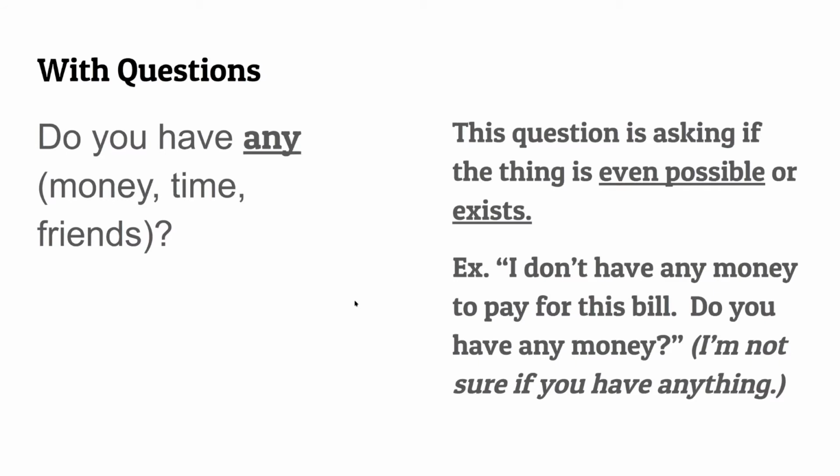Yes, Mr. John. With questions. Do you have any money, time, friends? Okay, so over on the right side, it says, this question is asking if the thing is even possible. So if I say, do you have any of something, that means I don't know if you have it. So Daniela, could you read the example here on the right side? Yes, example. I don't have any money to pay for this bill. Do you have any money? I'm not sure if you have anything.